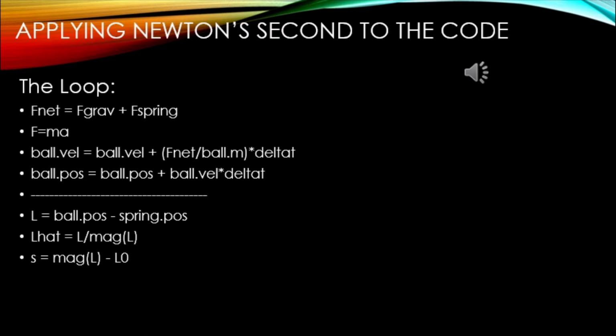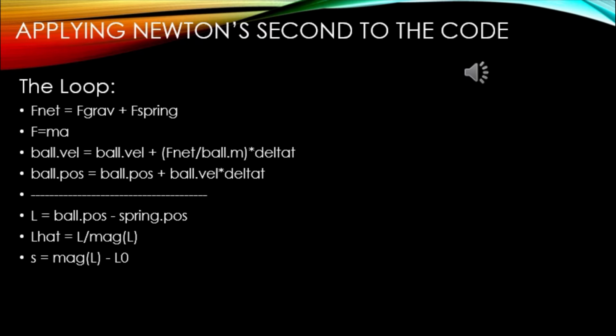Armed with our knowledge of the forces, constants, and initial conditions, we can now apply Newton's second law to model the motion by using a loop. The first step is to calculate F net, and then we can use F equals ma, which is Newton's second law, to find the acceleration. With the acceleration, we can use the velocity update formula, and then the position update formula, to find the new position of the ball a short delta t later.